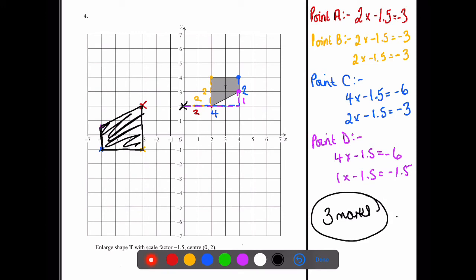Apologise for my slanted shape there. It's not very good, is it? Okay, so yeah, please practice these. They're really good to kind of print some of these off and just have a really good go.